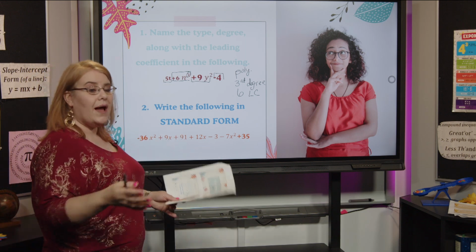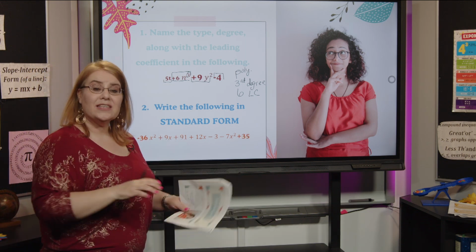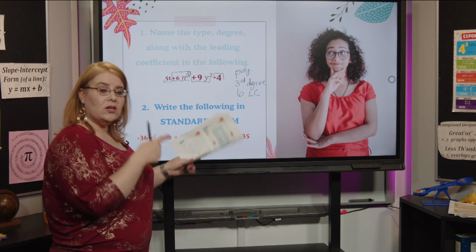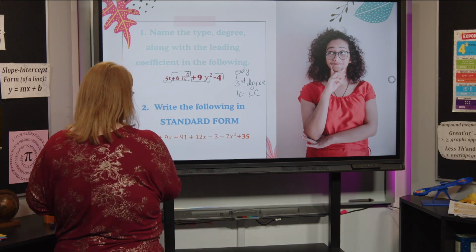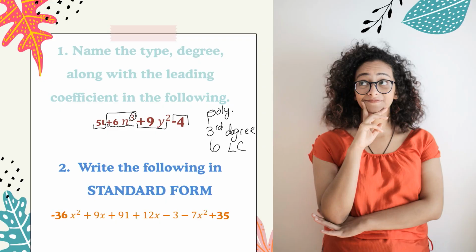Well, before I can write the following in standard form, I've got to put all my like terms together. So let's watch and see how we do that. I have a negative 36x squared, and I have another x squared. I have just an x, and I have just an x. Then I have a constant, and a constant. So I'm going to put like terms together.